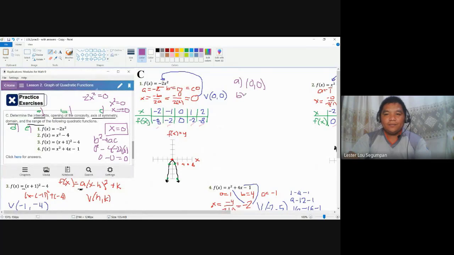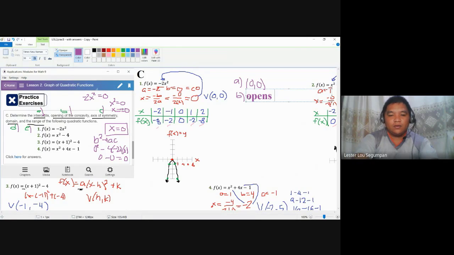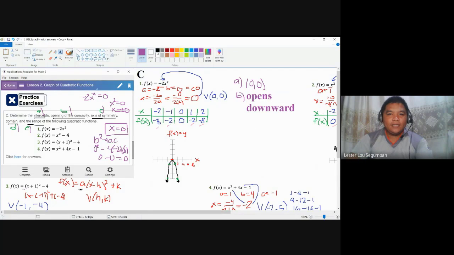So letter B is opening of concavity. It's already discussed in the previous video, and as you can see here, the concavity opens downward. Opens down. Right. Letter C.